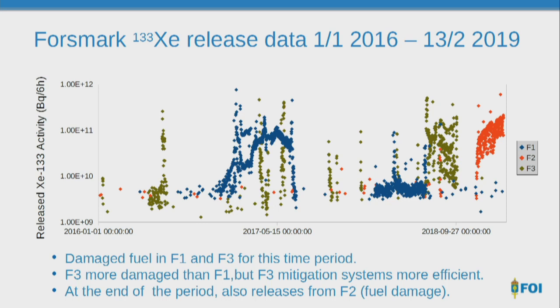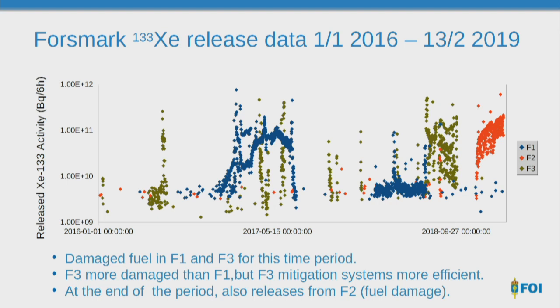So this is the data you can see from 1st January 2016 until February the 13th, 2019, for the 3 different reactors. And you can see that you can have really different releases depending on time and reactor. And you can see there are quite substantial releases coming out, 10 to 11, almost up to 10 to 12 at late here. And this is 6-hour time resolution on these data points.